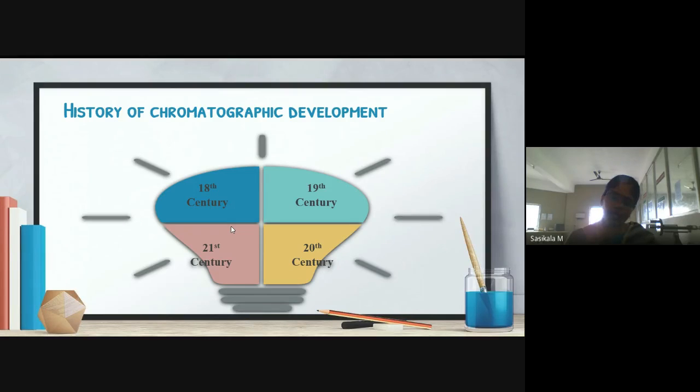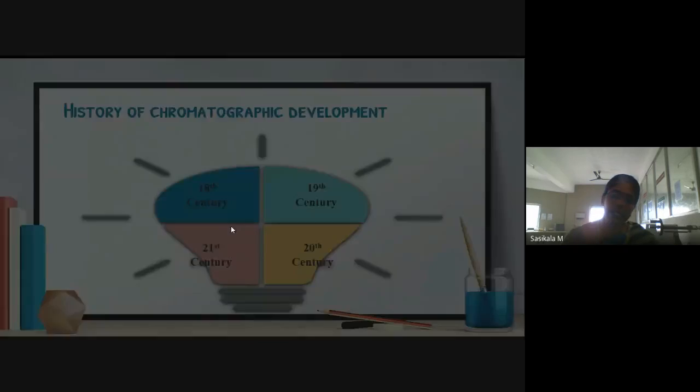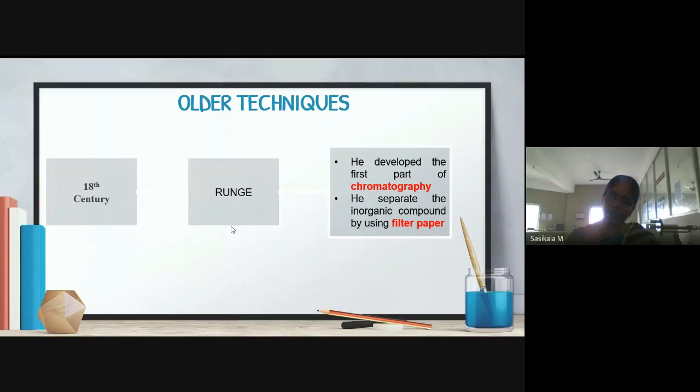A quality control test we have performed on it. Okay, that is the recent development. So the older techniques were just like separating by filter paper. It started like separation in filter paper, in the 18th century.